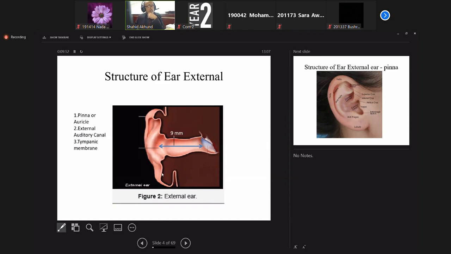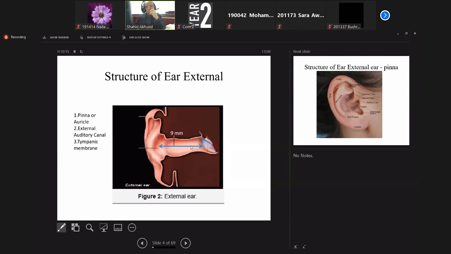So we have the external ear, external auditory meatus, and then external auditory canal. And you can see that it's around how long? It's around 2.5 centimeters long, and this 9 millimeter is the height of it, and this blue arrow is showing its length. Now it is at different points slightly narrower.